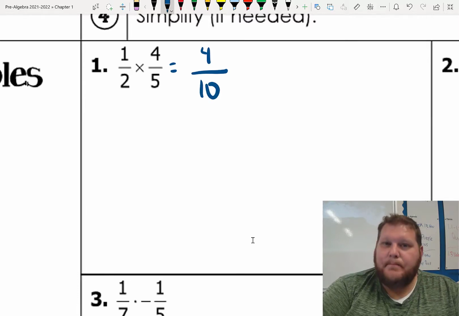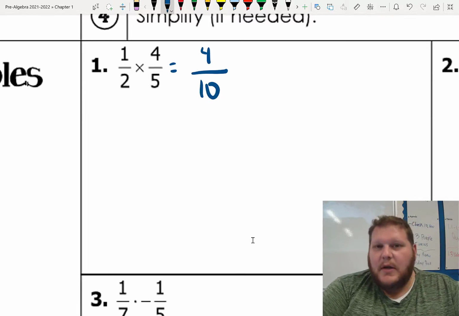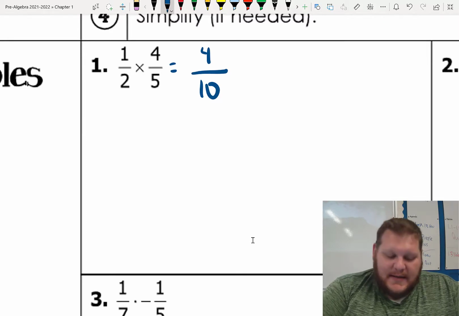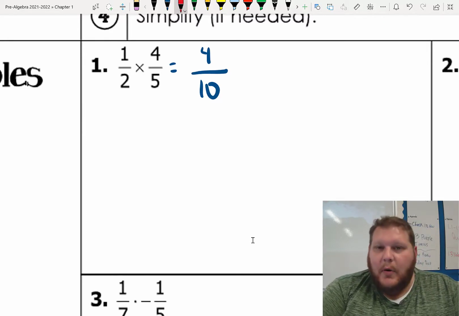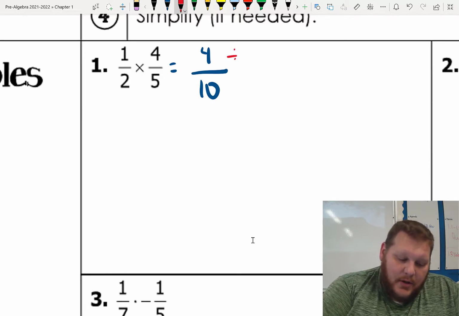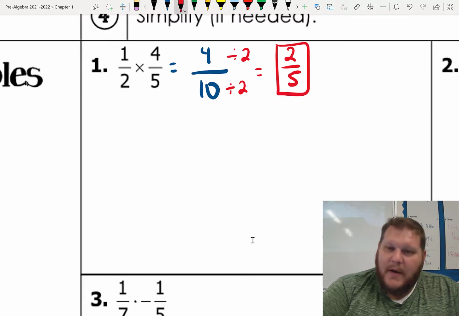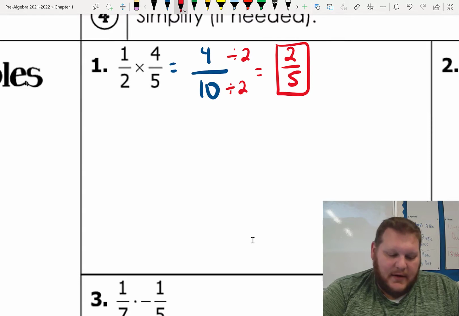So that was step 3. My last one, step 4, reduce as needed. So simplify as needed. In this case, both 4 and 10 are even. So I'm going to go ahead and divide top and bottom by 2 to give me 2 over 5. And that should be my final answer. 2/5 is my final answer once I multiply.